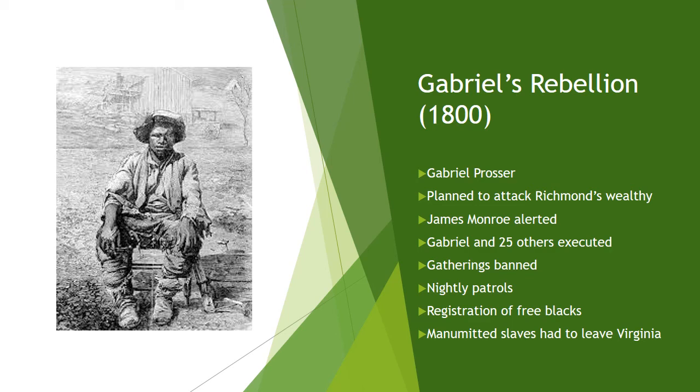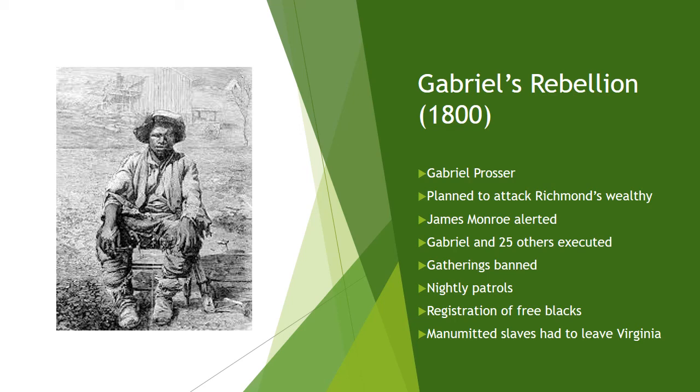Gabriel's plot failed, but it made Virginians fear the slaves in their midst. Another rebellion plot was discovered in 1802, and the Virginia General Assembly discussed getting rid of slavery or negotiating with President Jefferson to create a place where African Americans might be emancipated or be sent to or choose to live.